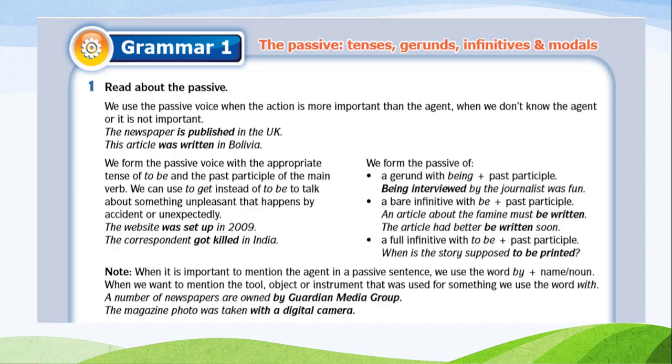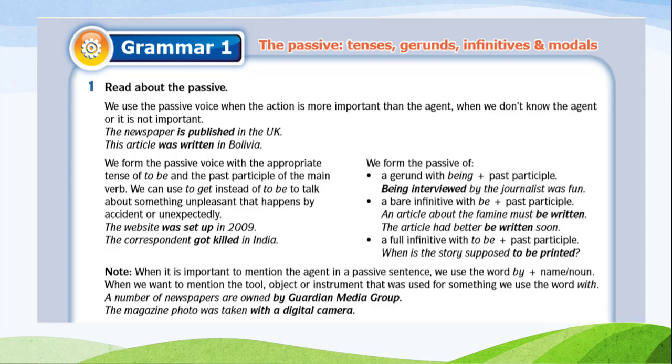Example, the newspaper is published in the UK. Next, this article was written in Bolivia. We form the passive voice with the appropriate tense of to be and the past participle of the main verb. We can use to get instead of to be to talk about something unpleasant that happens by accident or unexpectedly. Example, the website was set up in 2009. The correspondent got killed in India.